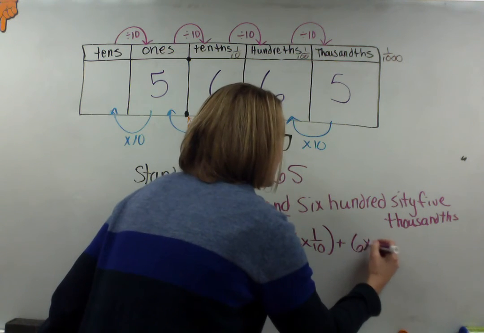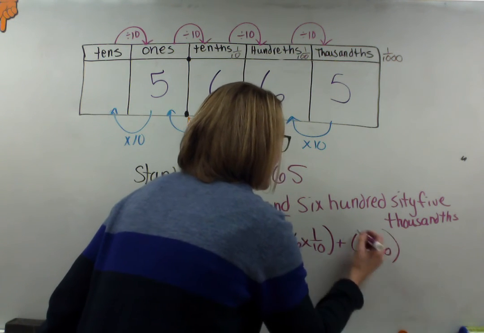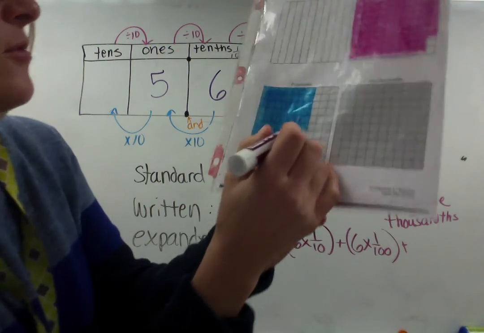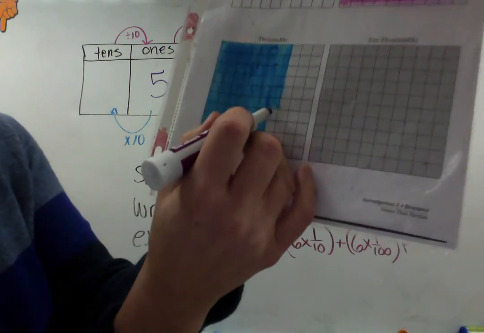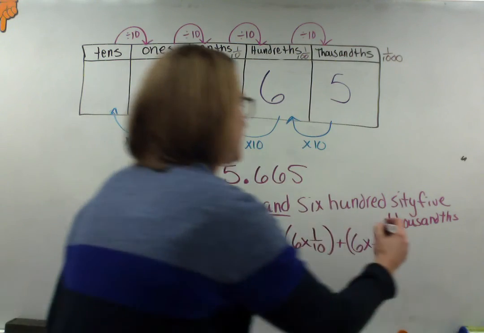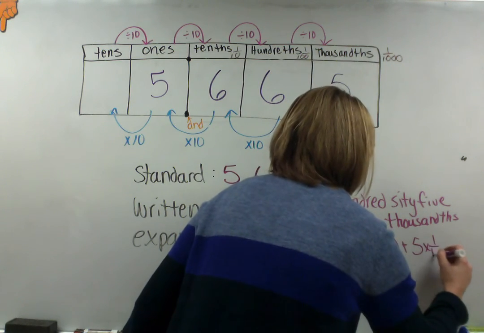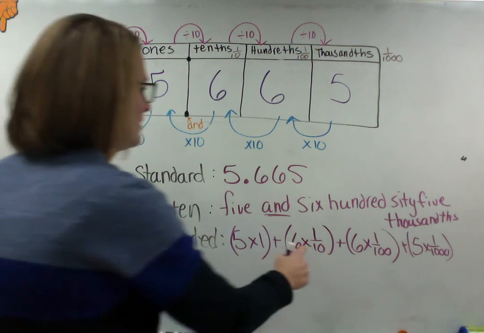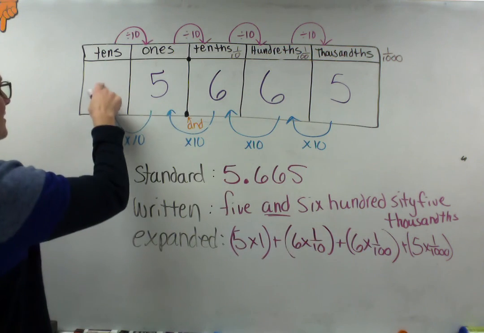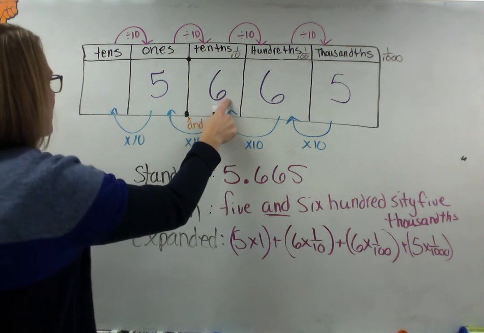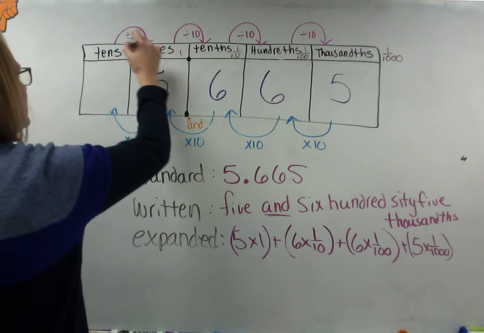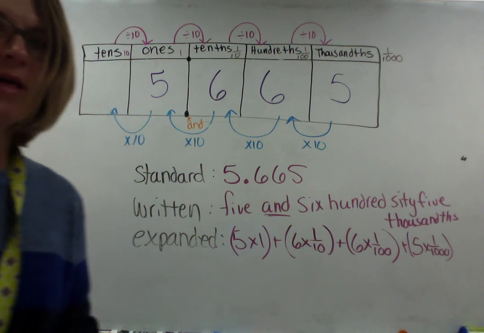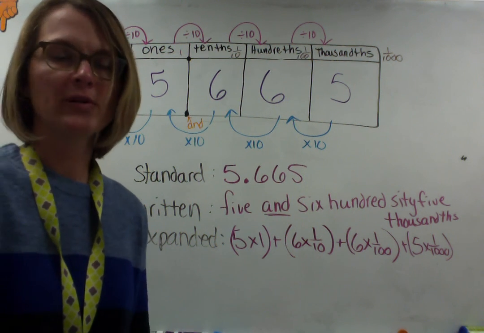So 6 times 1/100, it's a fraction, plus 5 thousandths. This square is not full, there's only 5 of those tiny little lines colored in. So 5 times 1/1,000. Not 1,000. 5,000 would be way over here. This is a tenth, not 10. 10 is over here. This is a tenth. Okay? So this is 1. This is 10. All right? So that's how that works. And we'll go over it some more together in class.